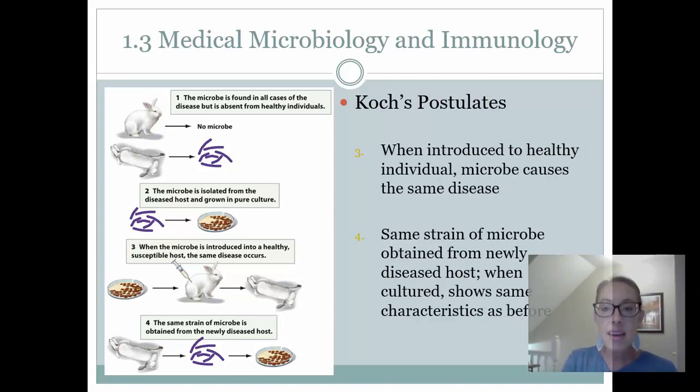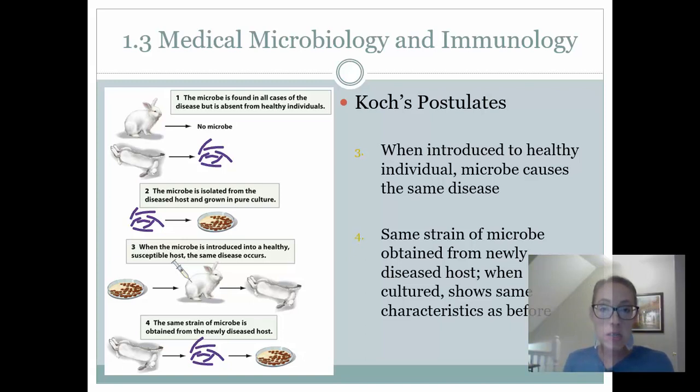That then is introduced into a new healthy individual. So we take the microbe that we've grown on our media, we inject it and introduce it into a healthy host that didn't have that, and then we see that animal contract the disease and succumb to the disease. So it has to be the same set of signs and symptoms that are characteristic of that disease, and then we obtain that strain again. So we have shown multiple times now that that microbe causes that disease.